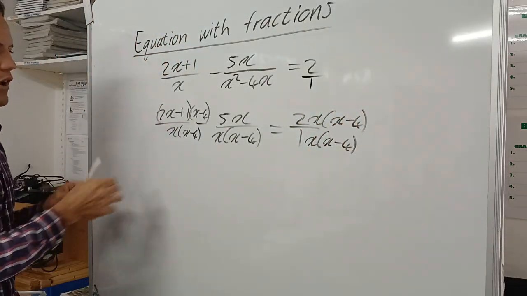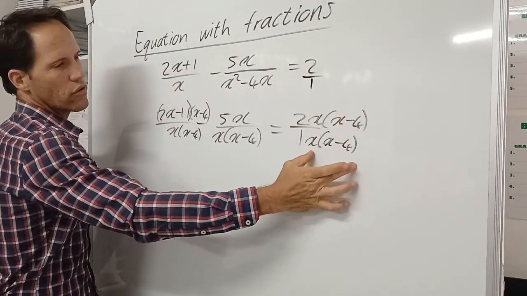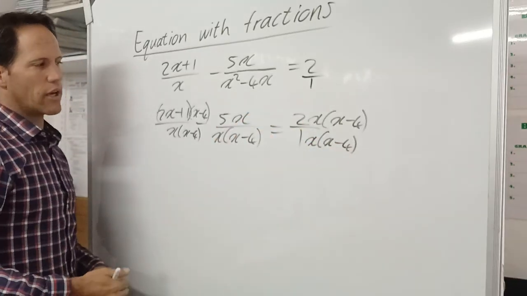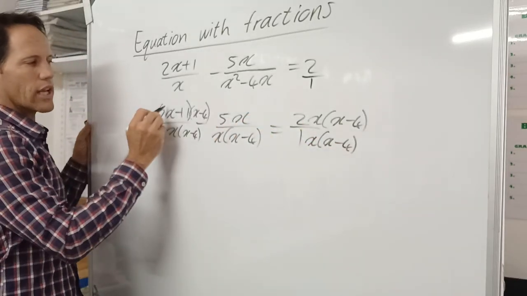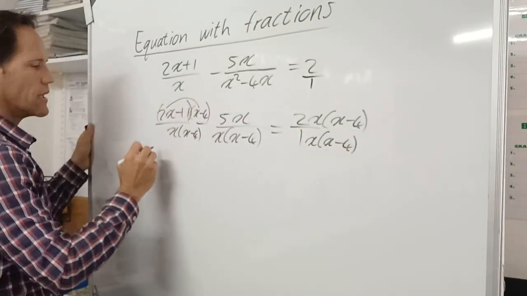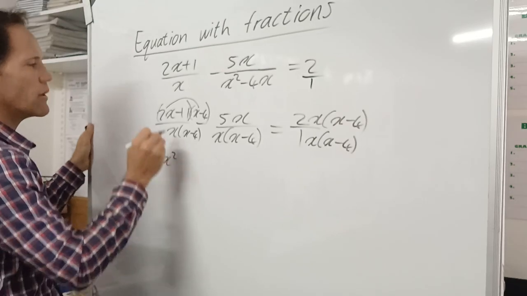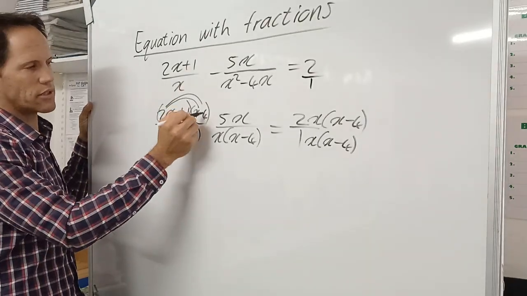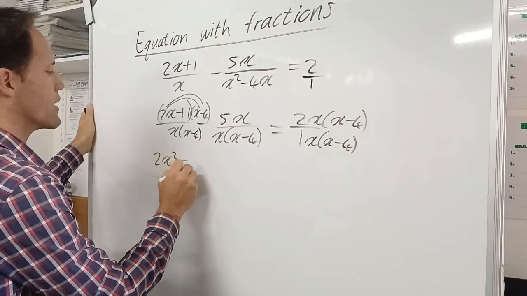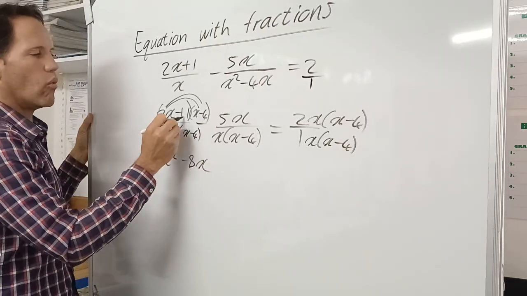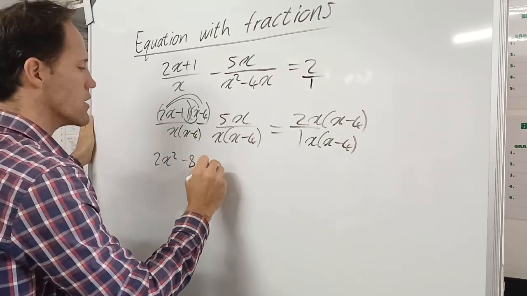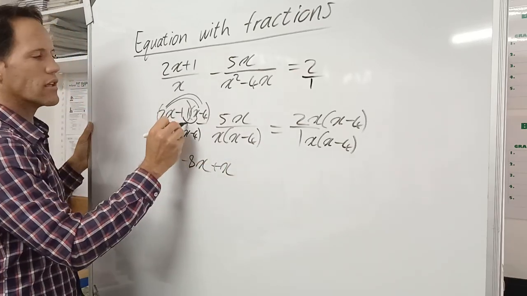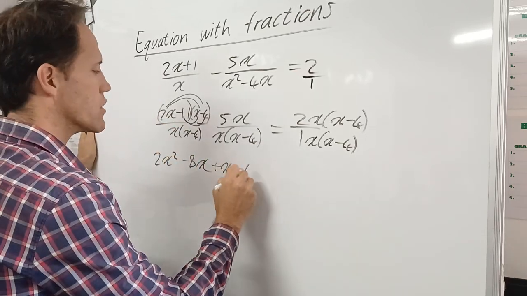So now they all have an x minus 4, okay? So we can take them away. And now we're going to multiply. 2x times x gives you 2x squared. Now we're going to simplify this whole thing. 2x times negative 4 is negative 8x. 1 times x gives you plus 1x. 1 times negative 4 is minus 4.